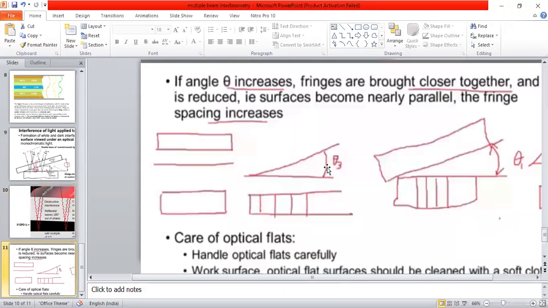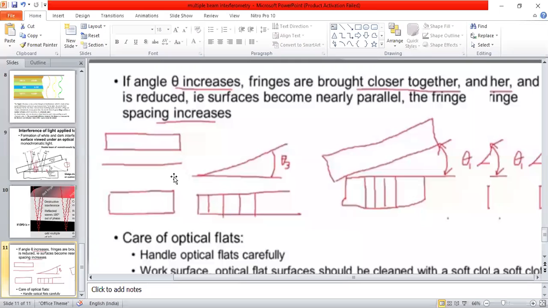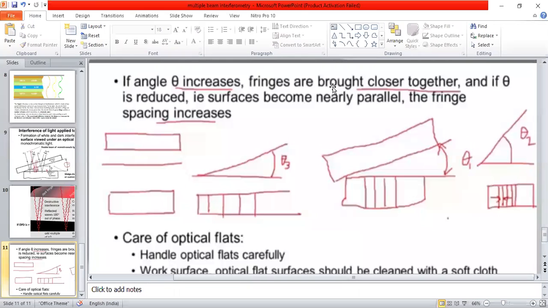Next we will see how we analyze using this fringe. What does this fringe tell us? If the angle theta increases, fringes are brought closer together. Check this: this is theta, and one is the normal fringe. When the surface is good enough, that is, flat, we get the normal fringe. See theta 2 in this figure: when the angle between these two is increased, the fringes become close to one another.